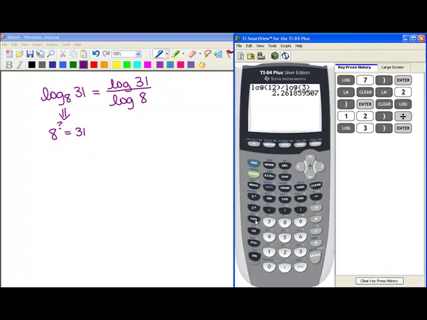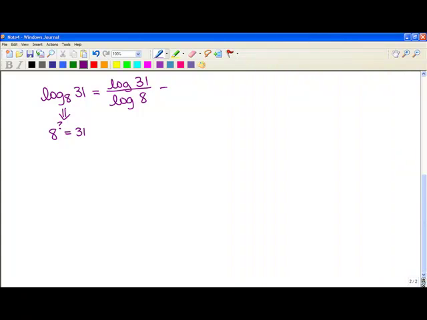So we'll type this in our calculator, log of 31 divided by log of 8. We get 1.651. So this means that 8 to the power 1.651 equals 31. Now it won't equal exactly 31 because we did round our answer.